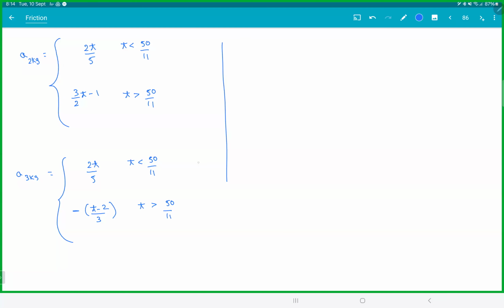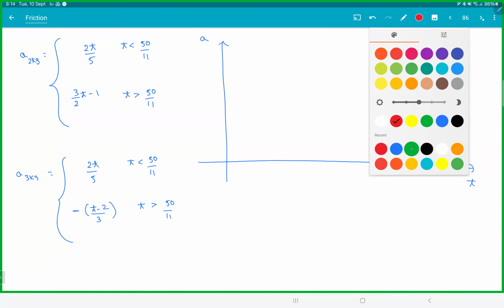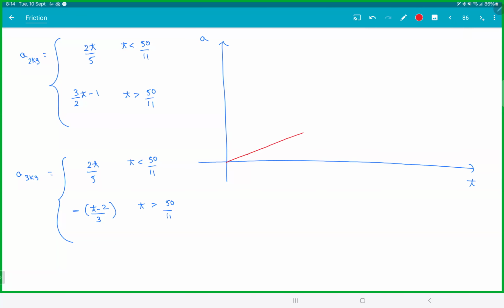There. Now let's plot the graph. So first the 2 kg, it will go like this. Let this be theta 1. This is still 50 by 11. Now if you put 50 by 11 here, 3 by 2 into 50 by 11 minus 1, that is 150 minus 22 by 22, 128 by 22, 64 by 11.